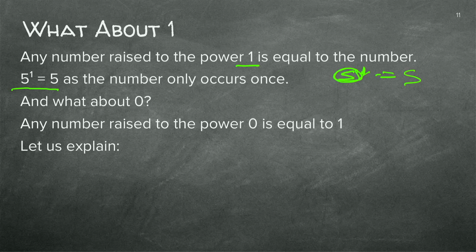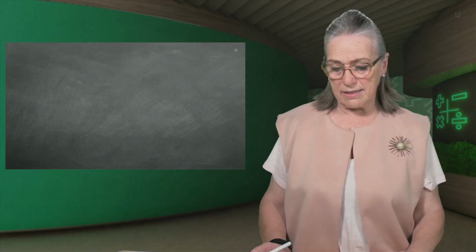Now you're going to ask me, what about 0 then? So any number raised to the power of 0 is equal to 1. You can believe me or you can challenge me. It's just very good to know this. So I'm going to try and explain. There are very many ways to explain this. I'm going to explain it in, I think, the simplest way that makes a lot of sense.